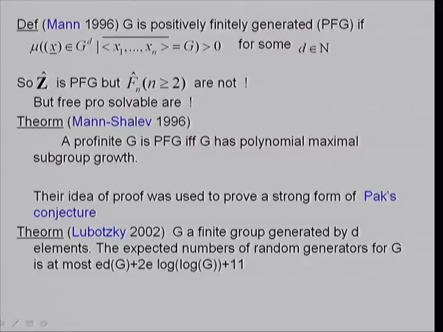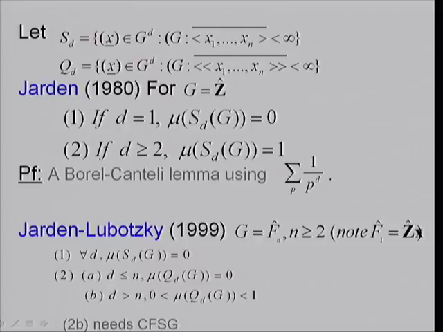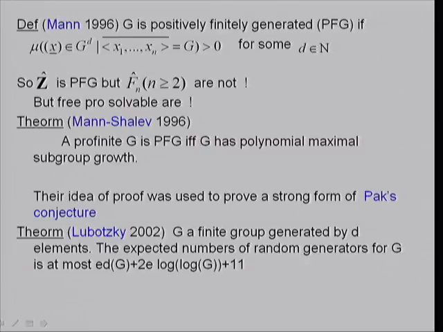He defines the notion of positively finitely generated. What does it mean? Not only that it's generated by finitely many elements, but for some number d, it is generated with positive probability by d random elements. So if you look back, you see, for example, that the free profinite groups are not positively finitely generated. You see this result, they are not. But he showed that the free pro-solvable groups are positively finitely generated. If you know what it is, fine. If you don't know, also fine.